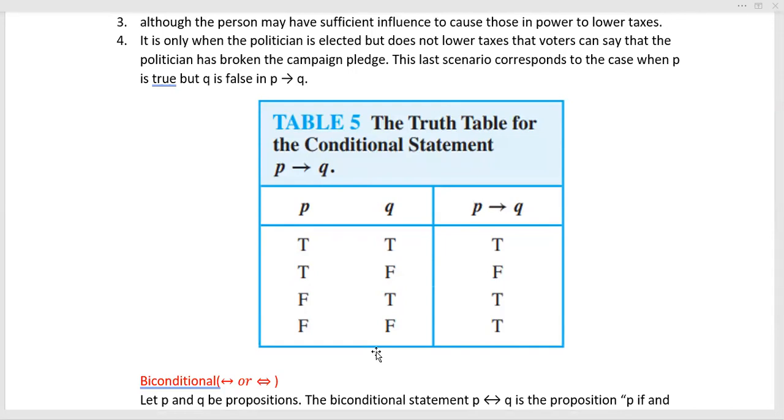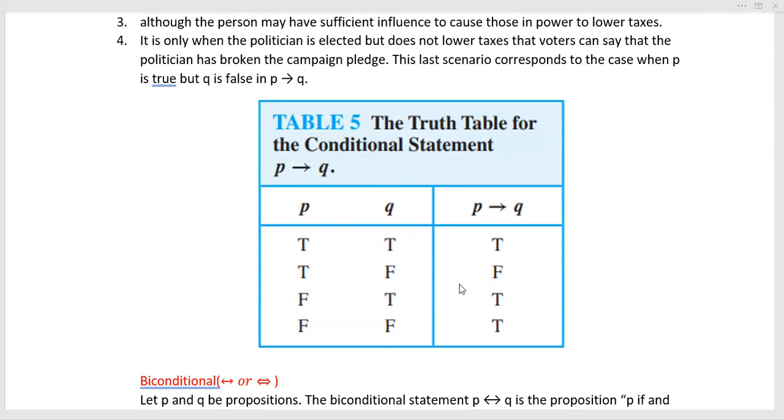Roll number 8042, Rahul. Yes, sir. Read the truth table of the conditional statement. If P and Q are true, then P conditional Q is true. If P is true, Q is false, then P conditional Q is false. P is false, Q is true, then P conditional Q is true. If P is false, Q is false, P conditional Q is true. Yes, you are exactly right.